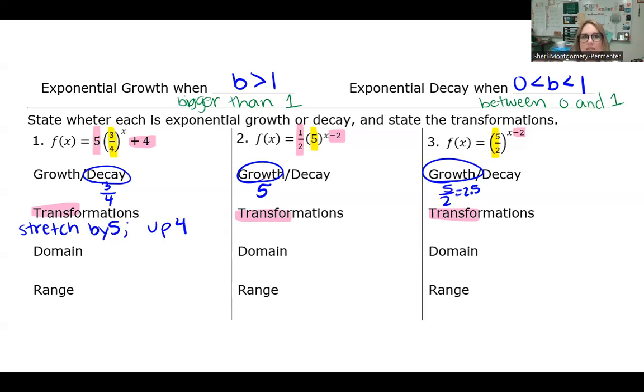For the second one, what does the 1/2 tell me? Compress by a half. What does the -2 tell me? Nope, it would have to be at the very end. It's with the X. Right 2. Which is the same transformation for 3.